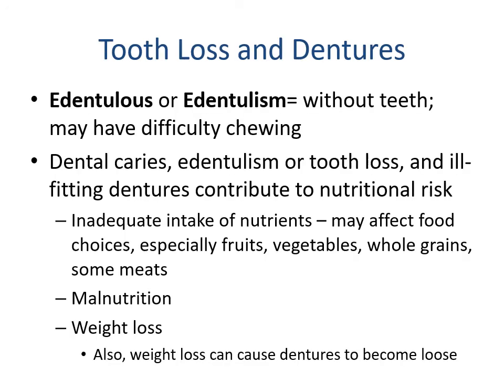So looking at tooth loss and dentures, we do have patients who are edentulous, which is without teeth, and they will obviously have difficulty chewing. Dental caries, edentulism or tooth loss, and ill-fitting dentures all contribute to nutrition risk. With inadequate intake of nutrients, this affects food choices, especially fruits, vegetables, whole grains, and some meats, as it could be too difficult or too painful to chew. This can of course lead to malnutrition and weight loss.